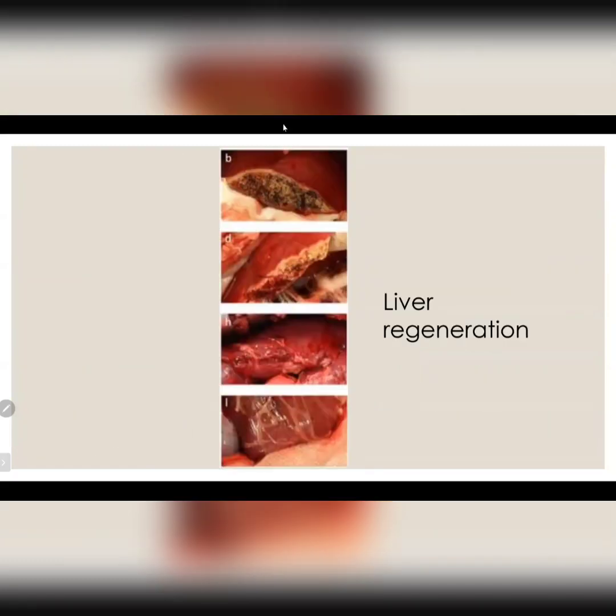All that is just a series of pictures to show you how the liver regenerates even after a part of it is excised. You can see how this cut portion is regenerating to an entirely new liver.